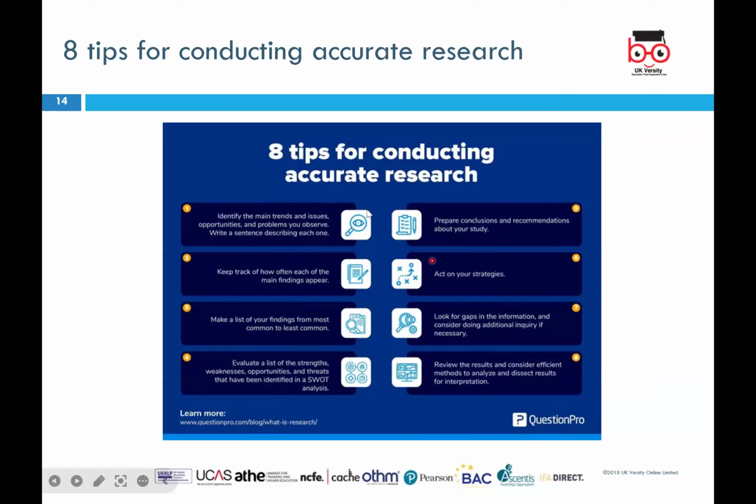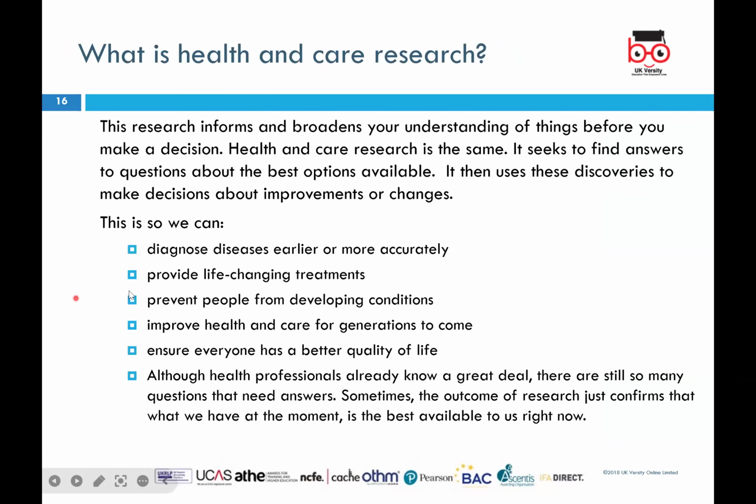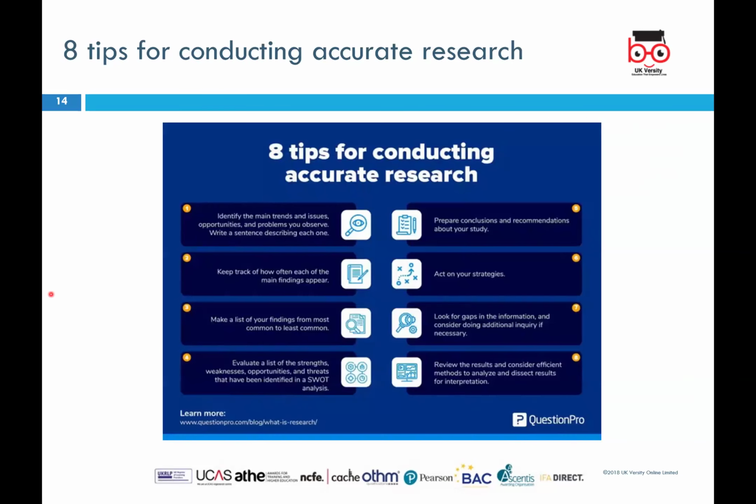So your main objective is to identify the main trends and issues. If you're talking about child health, you want to see what the main issues coming up within child health are. These issues may be anything: obesity, excessive screen time, improper nutrition. You just want to identify what issue is happening at the moment and what problems you are observing.